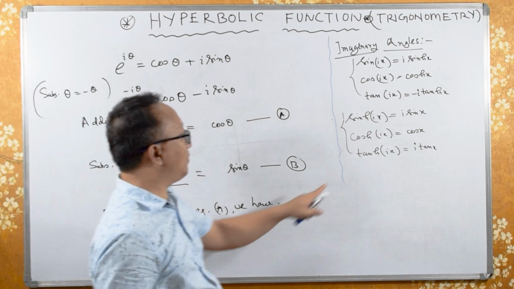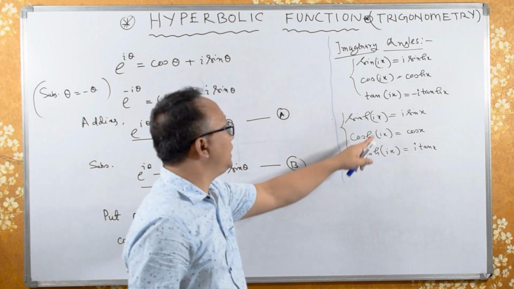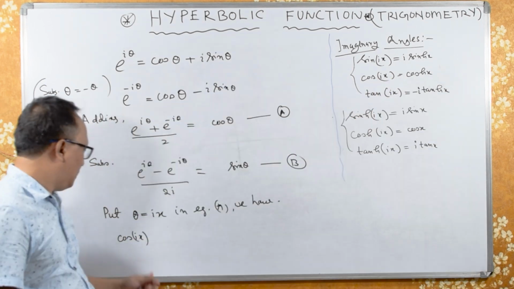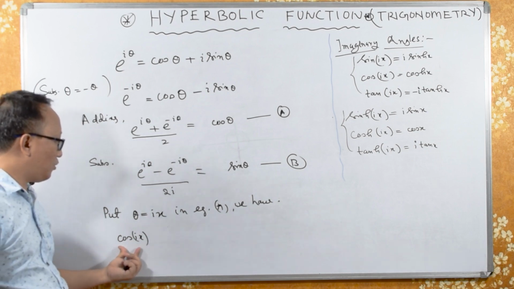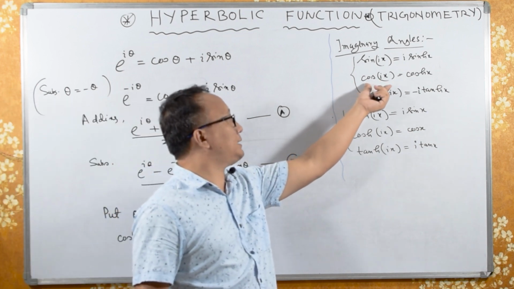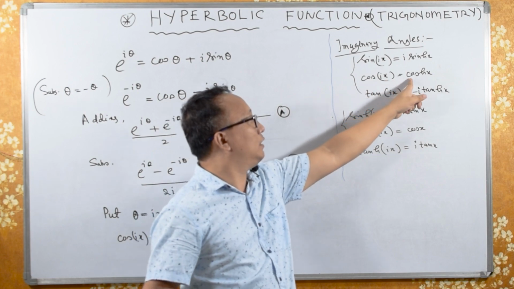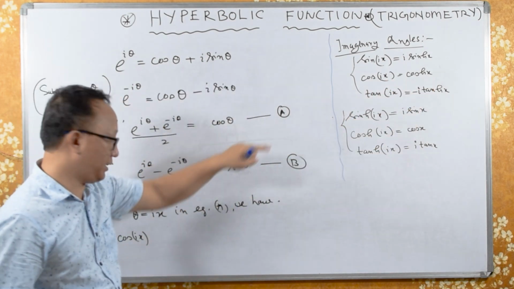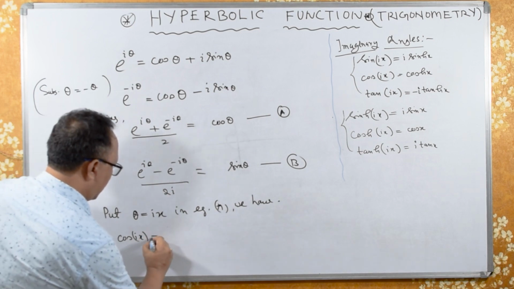Okay, here cos of ix is what? Cos of ix becomes cos hyperbolic. Now cos of ix, in terms of hyperbolic, what we have is cos hyperbolic x. Okay, for the right hand side of this equation A, this is the same as what?